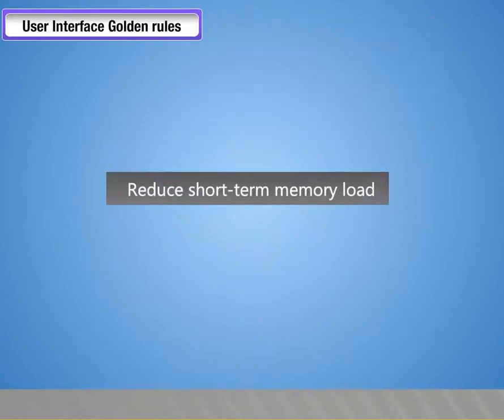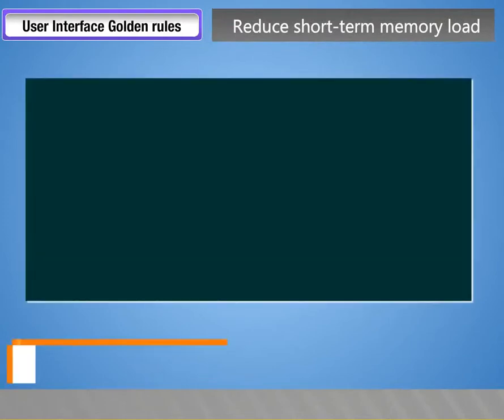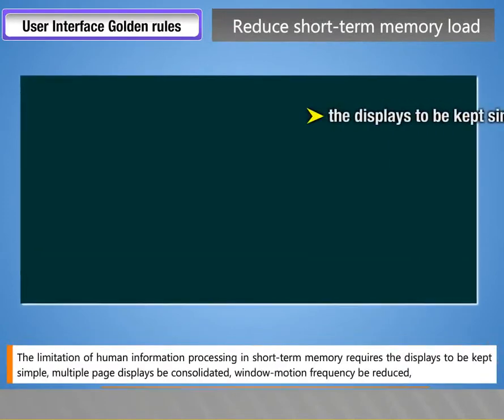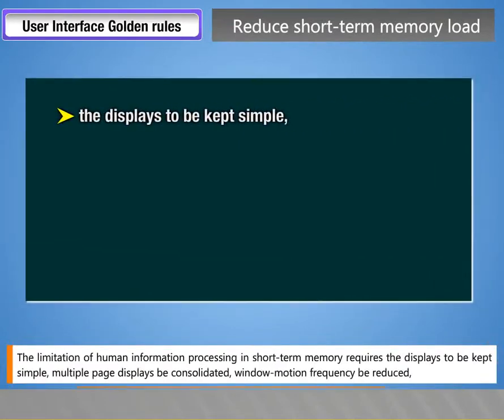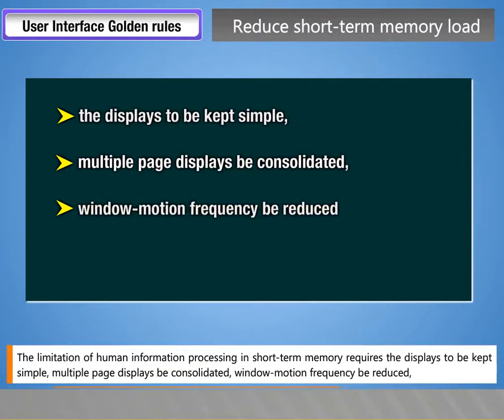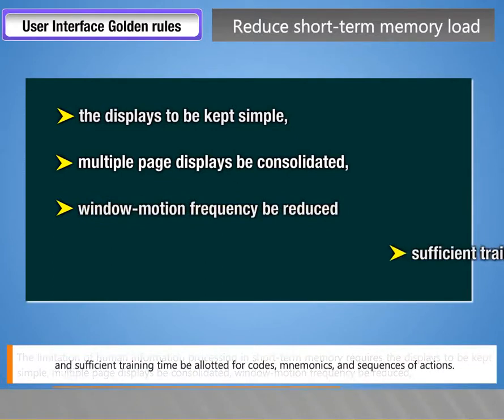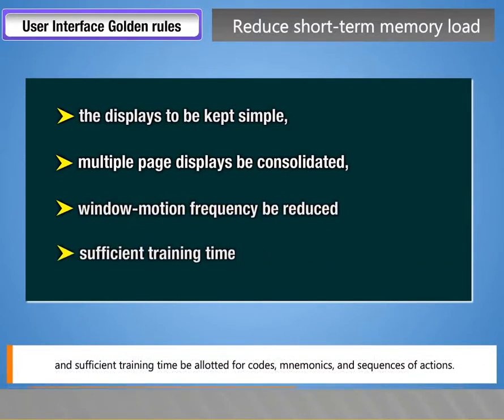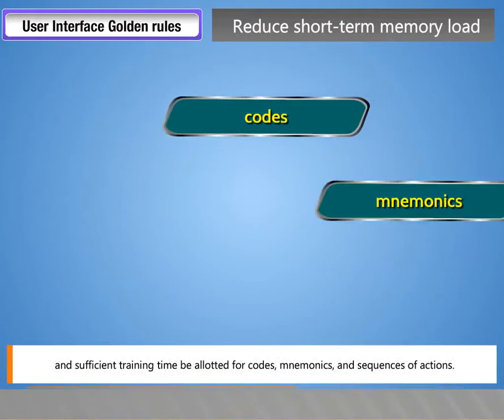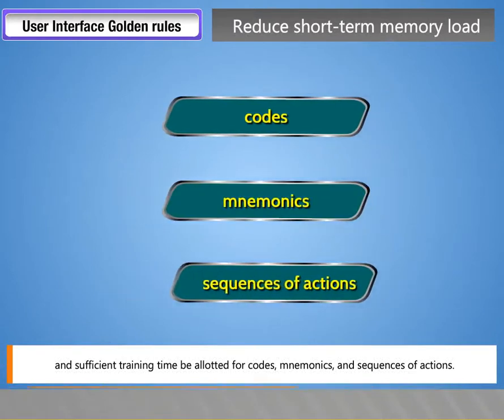Reduce short-term memory load. The limitation of human information processing in short-term memory requires the displays to be kept simple, multiple page displays be consolidated, window motion frequency be reduced, and sufficient training time to be allotted for codes, mnemonics, and sequences of actions.